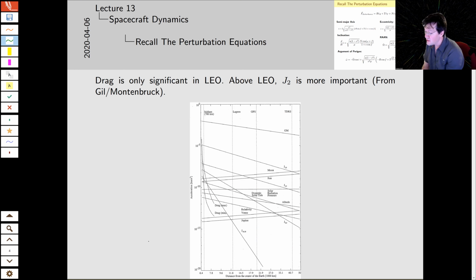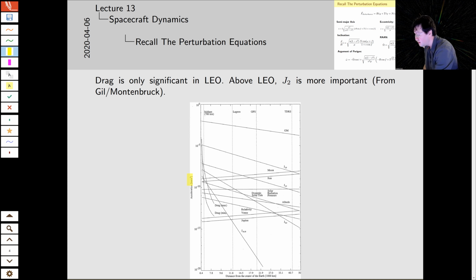Right. So just to give you an idea of the significance of these orbital perturbations, there's a lot of them. So this is a nice plot from Gill and Montebrook, where it lists sort of the magnitude, it lists acceleration, right?